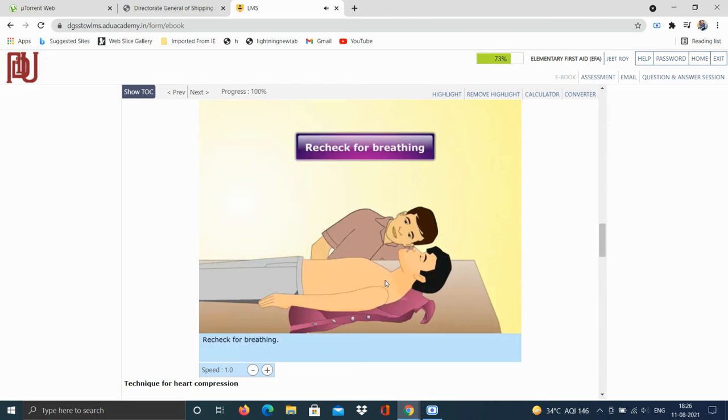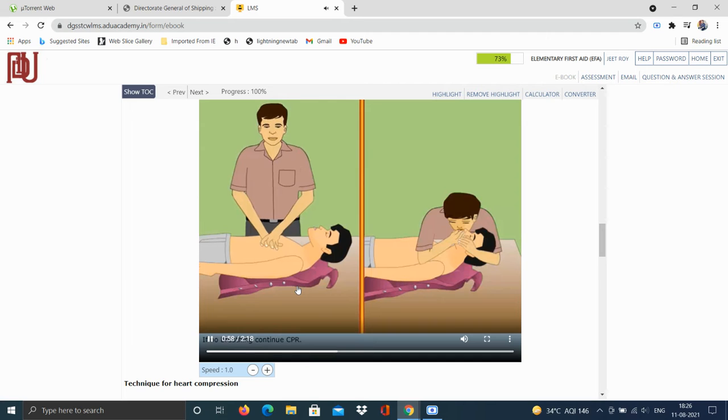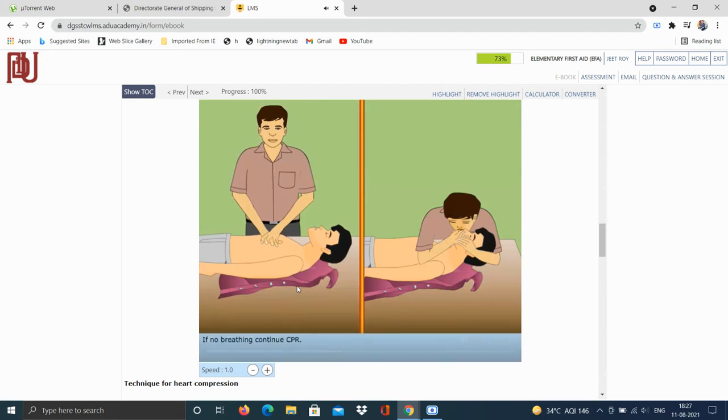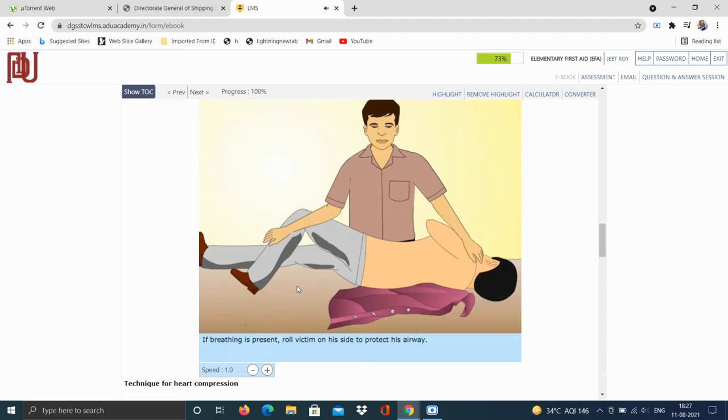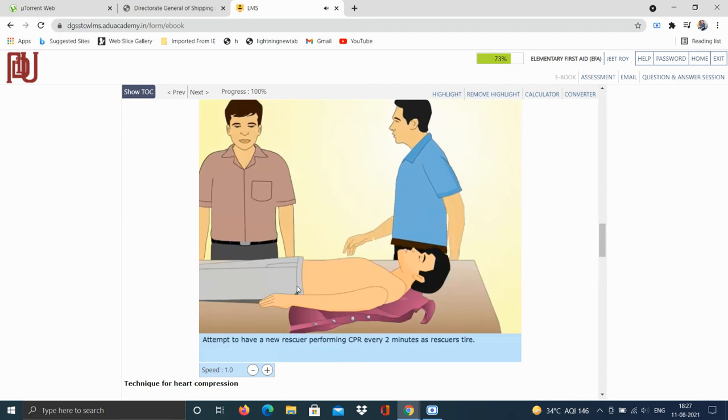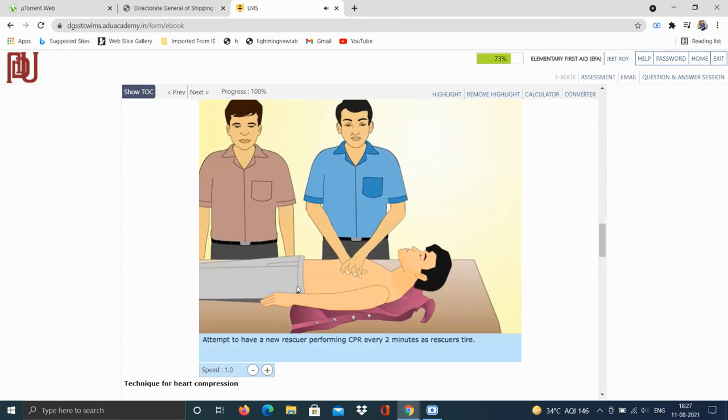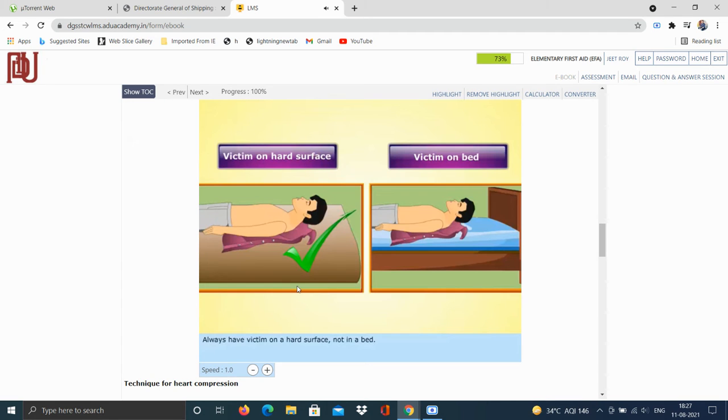Recheck for breathing. If no breathing, continue CPR. If breathing is present, roll victim on his side to protect his airway. Attempt to have a new rescuer performing CPR every 2 minutes as rescuers tire. Always have the victim on a hard surface, not in a bed.